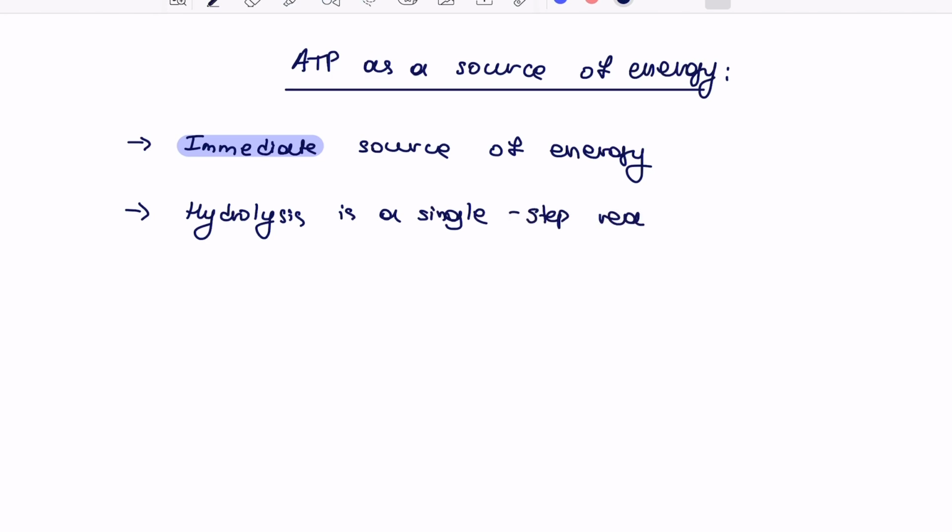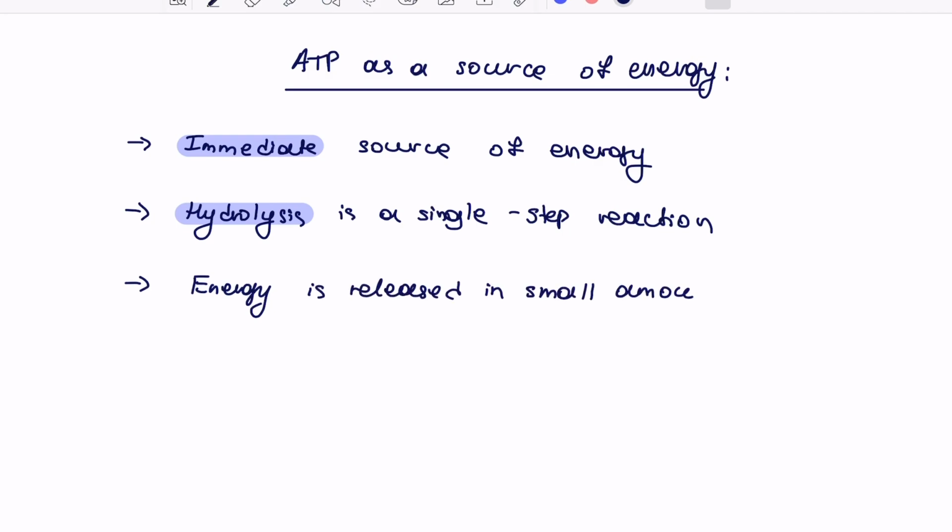If a cell needs energy, it can just break down ATP by the addition of water, and the energy will be released. The third point is that energy is released in small amounts. This is important because we don't want too much energy being released at the same time within a cell, because that energy will be dissipated and wasted as heat. So the cell will release it in small amounts by hydrolyzing ATP, which can be utilized for different processes.